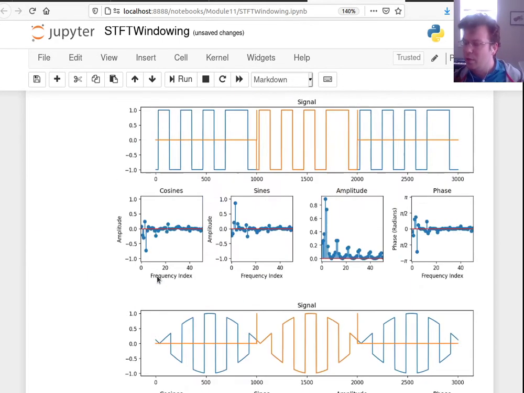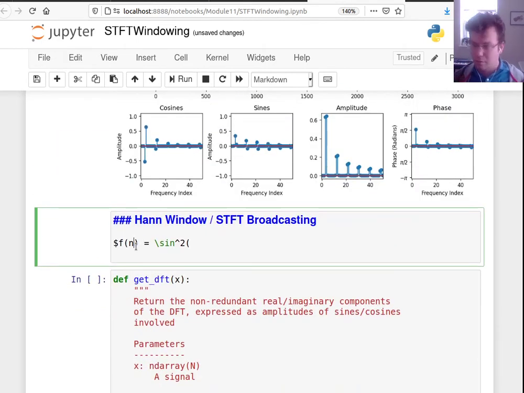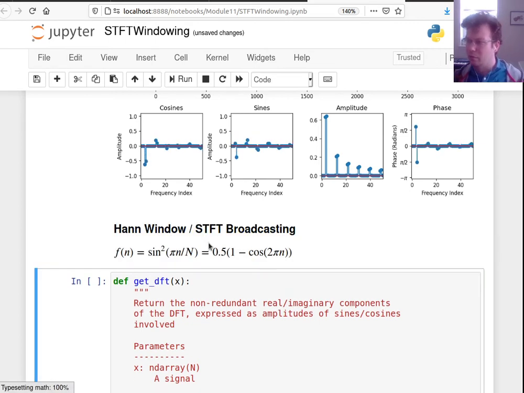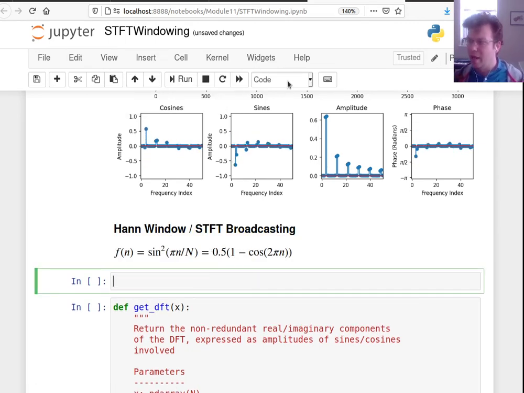Sine squared of pi n over N. But people more often write this as 0.5 times 1 minus cosine of 2 pi n over N, using a trig identity. So let me just plot that and see what it looks like. And we're going to apply this to every single window in the short time Fourier transform.